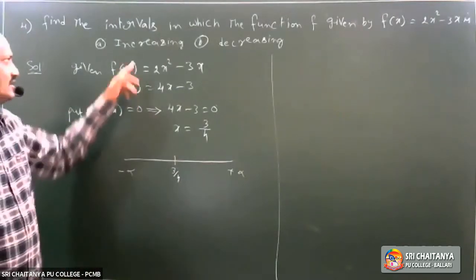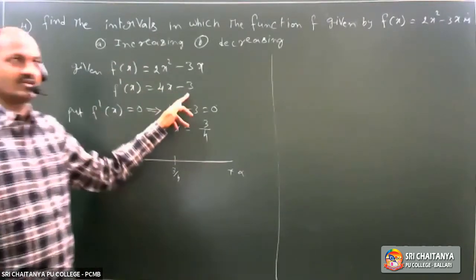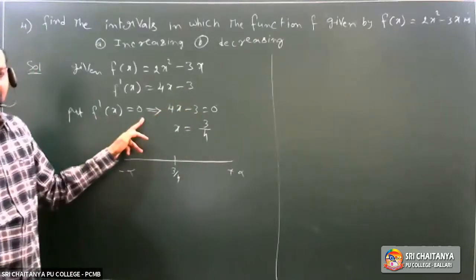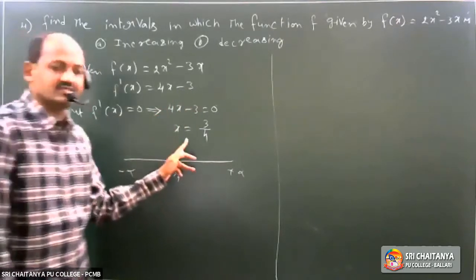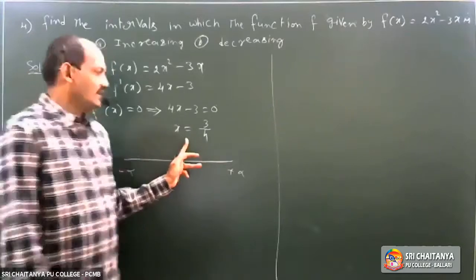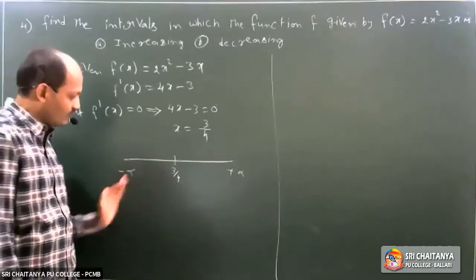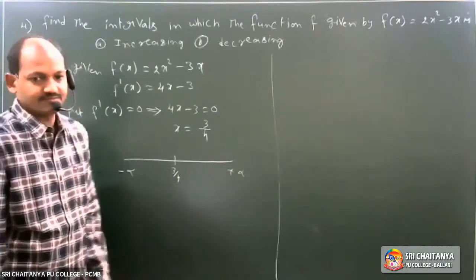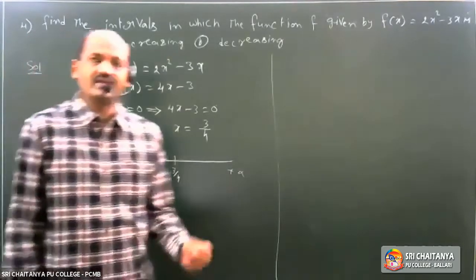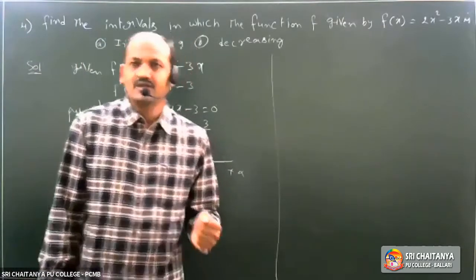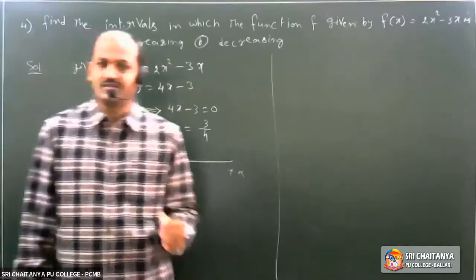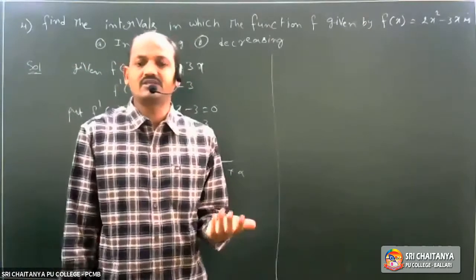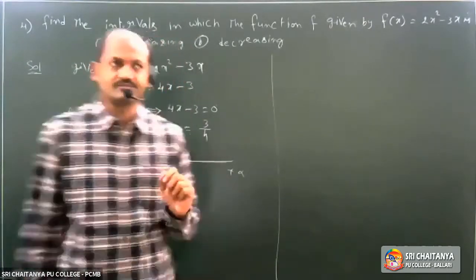First derivative is 4x minus 3. Consider first derivative equal to 0. Then we get x is equal to 3 by 4. We check the values before and after. Generally, how to identify whether it is increasing or decreasing? If first derivative is positive, it is increasing. If first derivative is negative, it is decreasing.